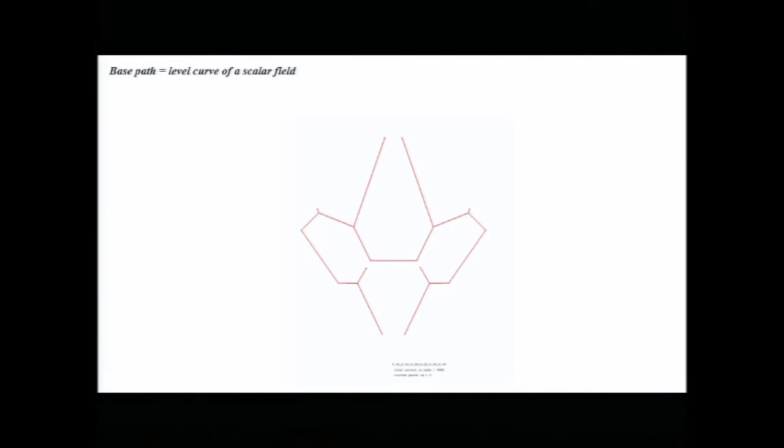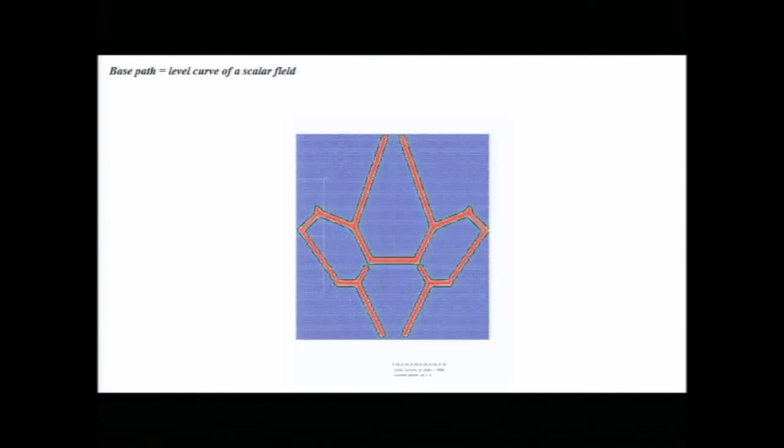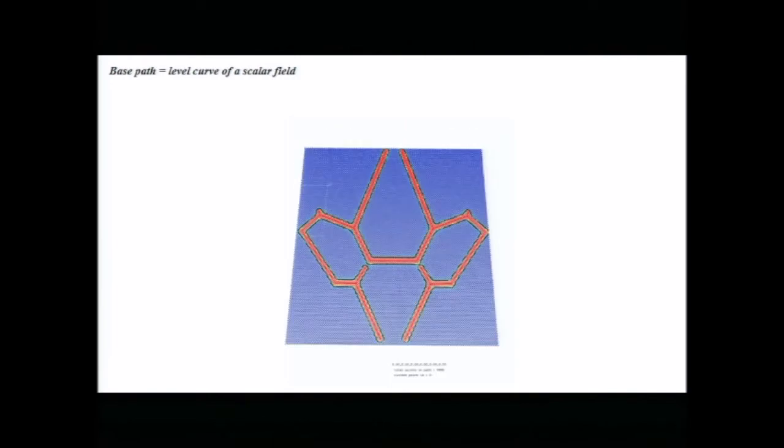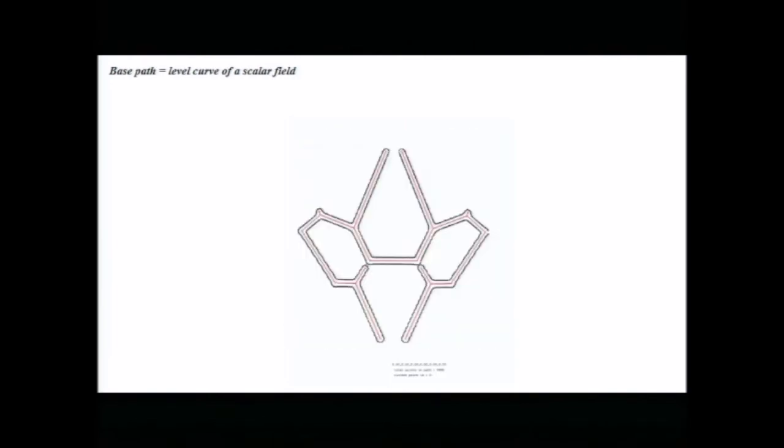First, a base curve is extracted as the level curve of a scalar field, like so, and adequately sampled as per machining parameters of speed, etc. Secondly, okay, there's supposed to be a video here, but never mind. So that base curve is evolved through time to generate the 3D geometry.